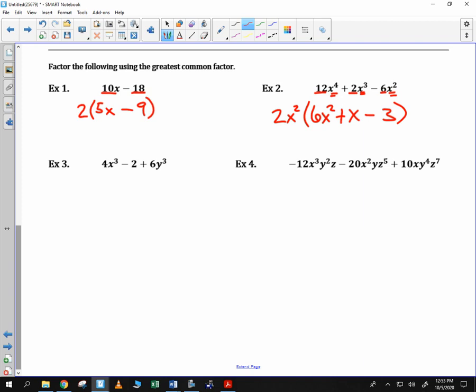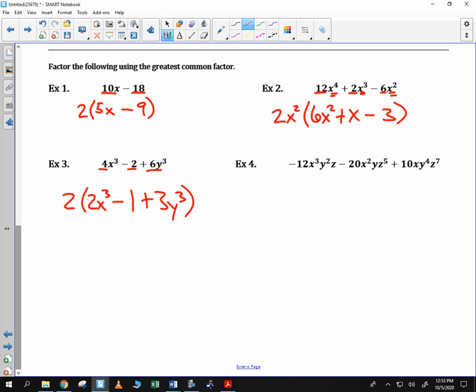In this situation, they are all divisible by 2. 2 times what is 4x cubed? 2x cubed. 2 times what is 2? 1. 2 times what is 6y cubed? 3y cubed.